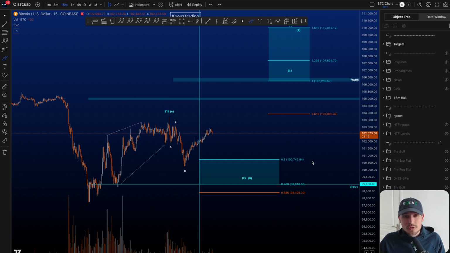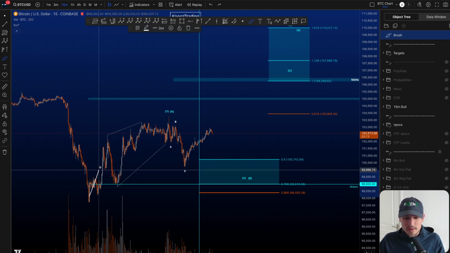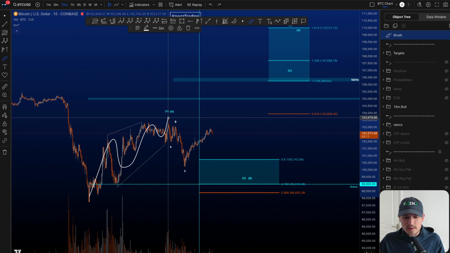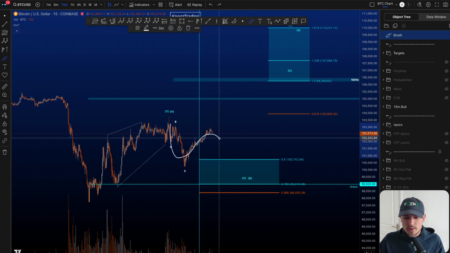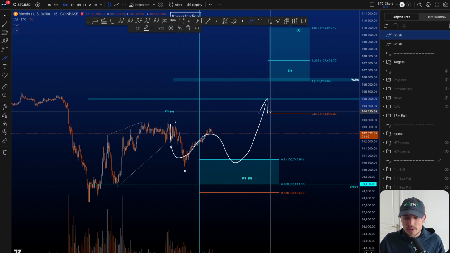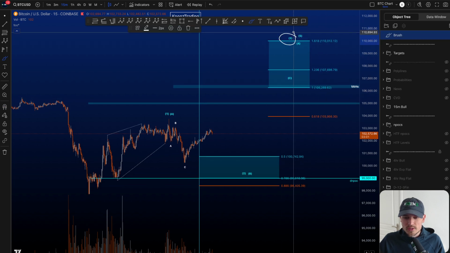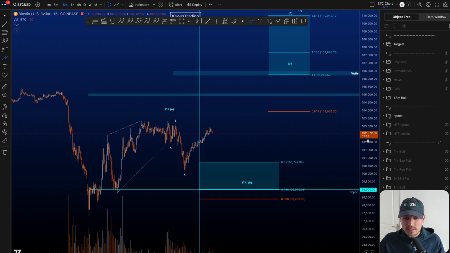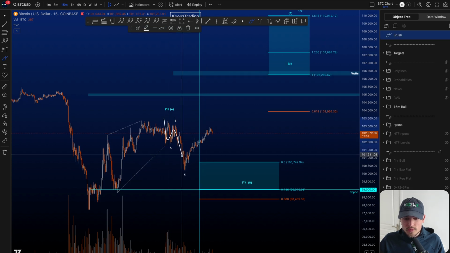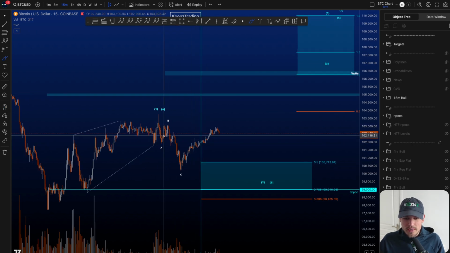Hi everyone, a very short update here on the 15-minute time frame. What you see on my screen is a 5-wave diagonal structure in a wave 1 or A. We look for a 3-wave corrective structure and then continuation to the upside, either in a wave C or continuation in a wave 3.